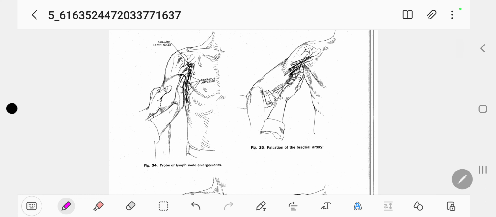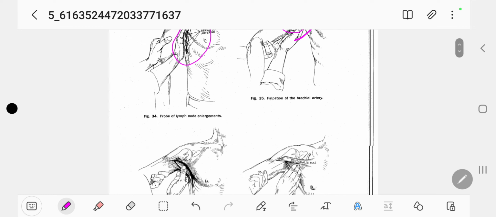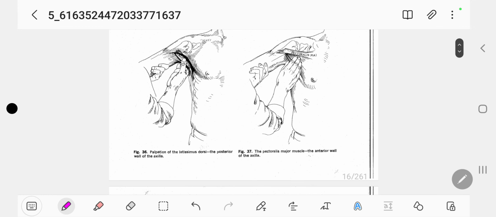Now probe for the lymph node arrangement, probe for the serratus anterior and medial part of the rib, palpation of the brachial artery that is on the lateral aspect along with the bicipital tendon and coracobrachialis muscle. You can also palpate the latissimus dorsi, the posterior wall of the axilla, with this method. You can palpate the anterior wall of the axilla and pectoralis muscle by this method.